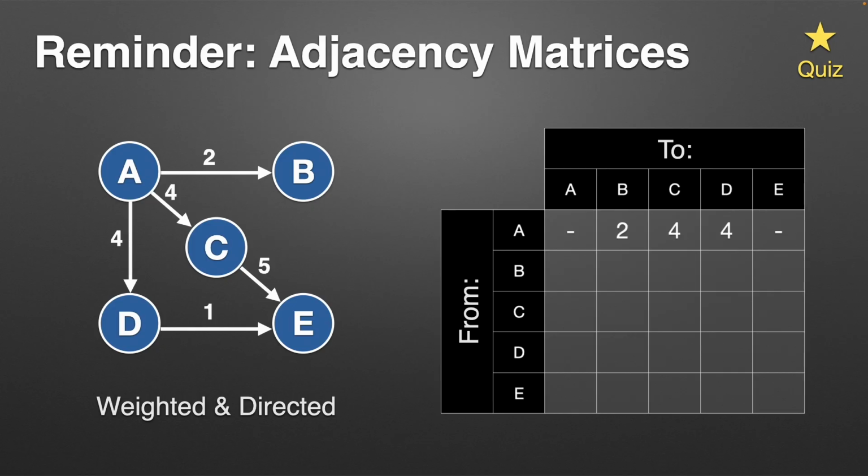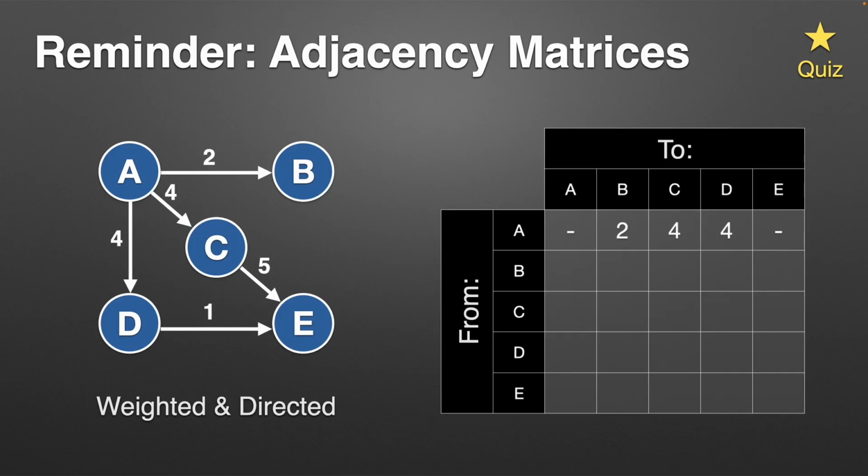And so if you remember, we discussed the way to do that. In this case, let's just say we're going to start with the from side here and say A. So A can go to B with a weight of 2, A goes to C with a weight of 4, and A goes to D with a weight of 4. And then A doesn't go to itself, and A doesn't go to E. So I just put a little dash there. You could put nothing there or null or whatever. So that's the basic idea of making an adjacency matrix.